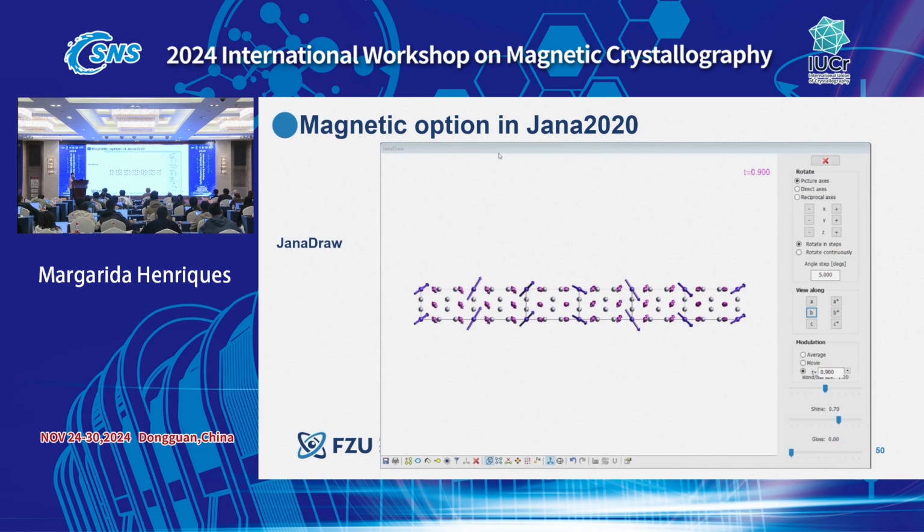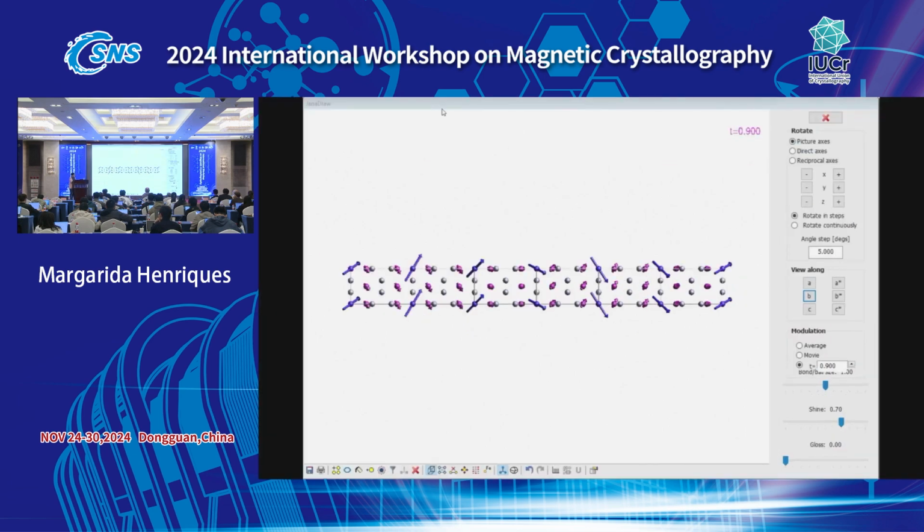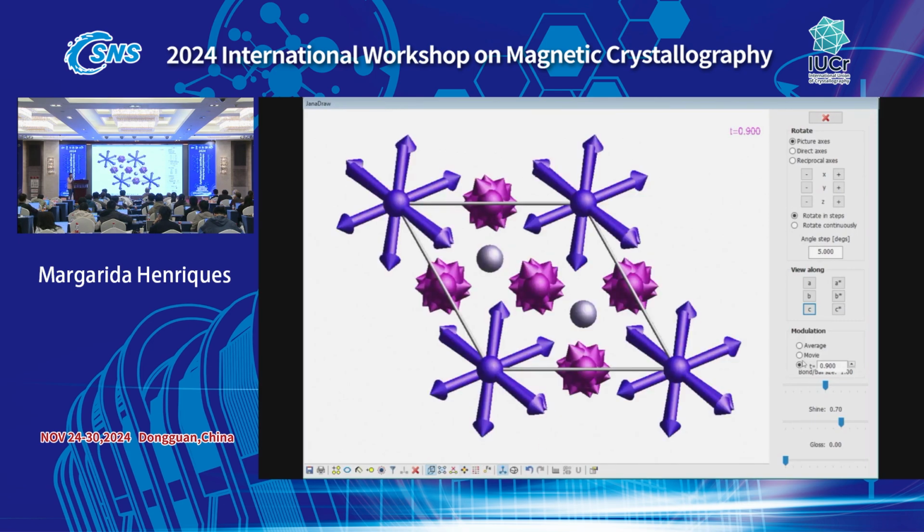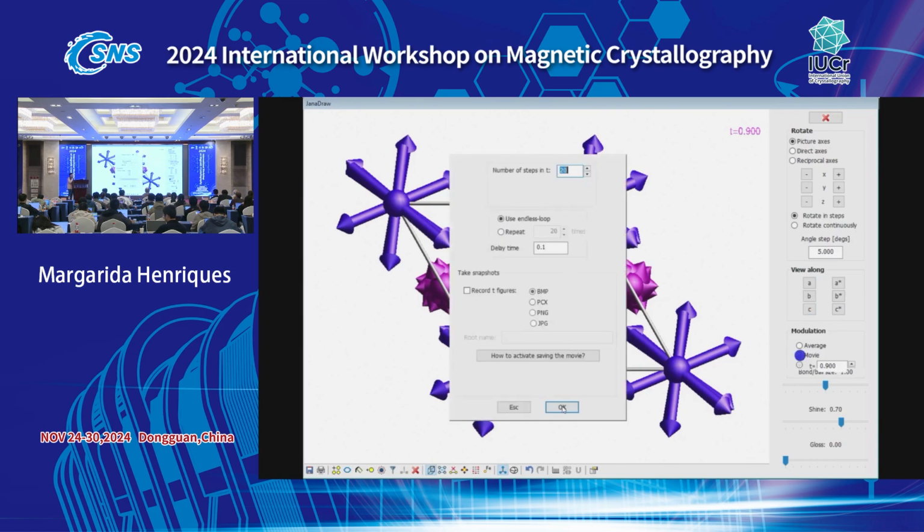To understand, to describe your structures, or even to present your results, you can now use Jana Draw. So Jana Draw, this is for one of the structures of a famous one in this workshop. So this is the double helical dysprosium manganese 6 germanium 6.